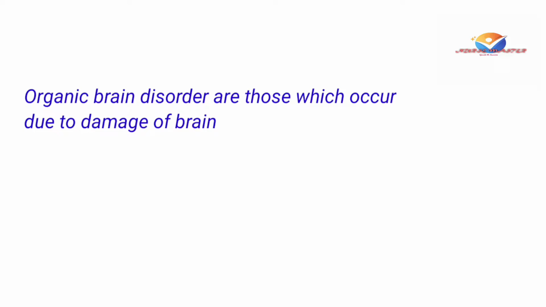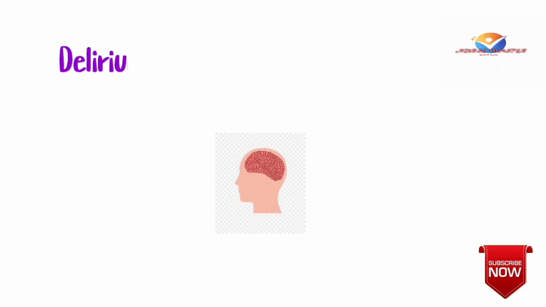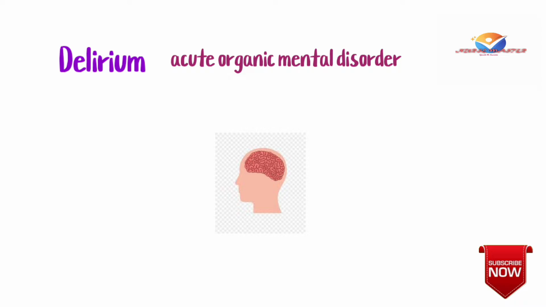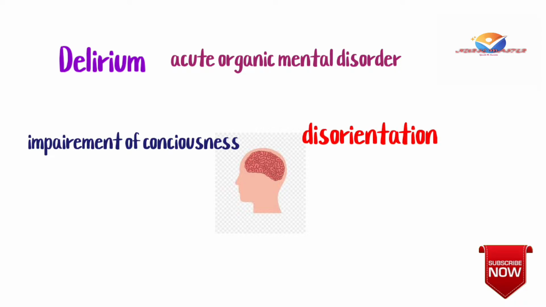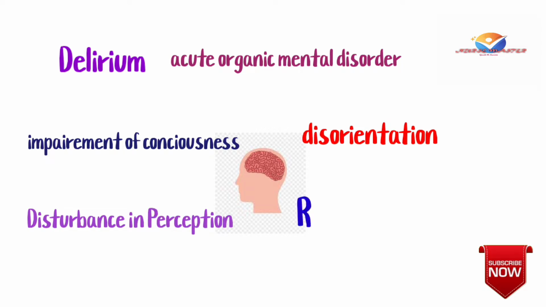Organic brain disorders are those which occur due to damage of the brain. Delirium is an acute organic mental disorder characterized by impairment of consciousness, disorientation, disturbance in perception, and restlessness.